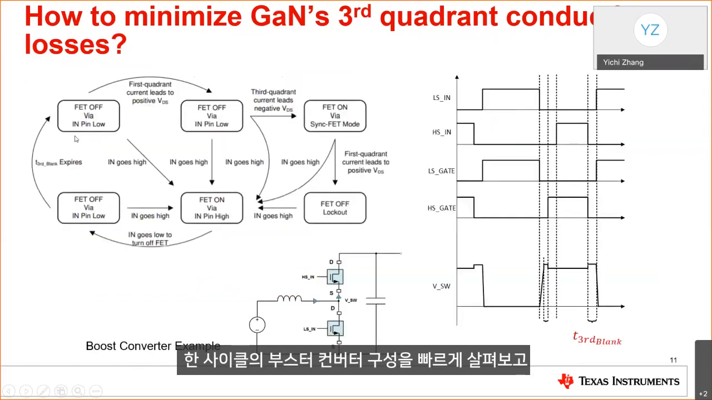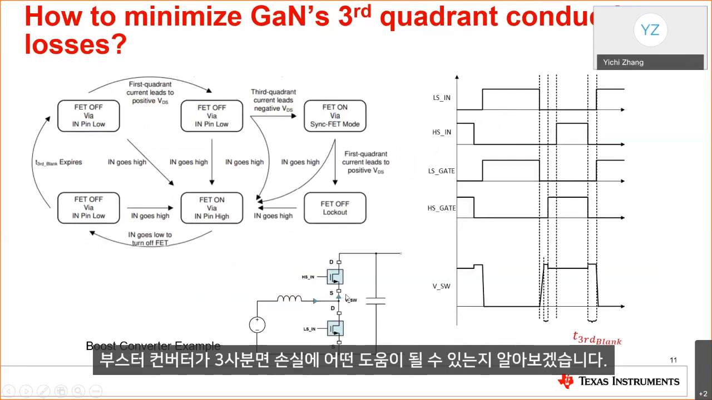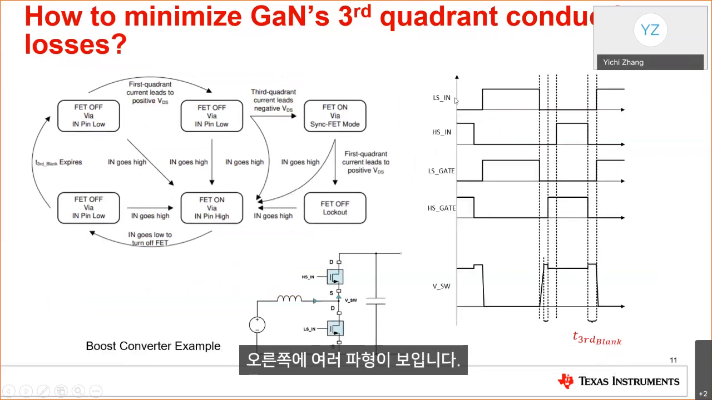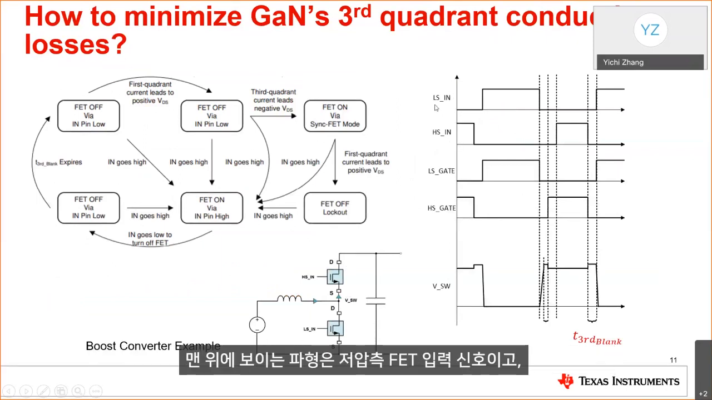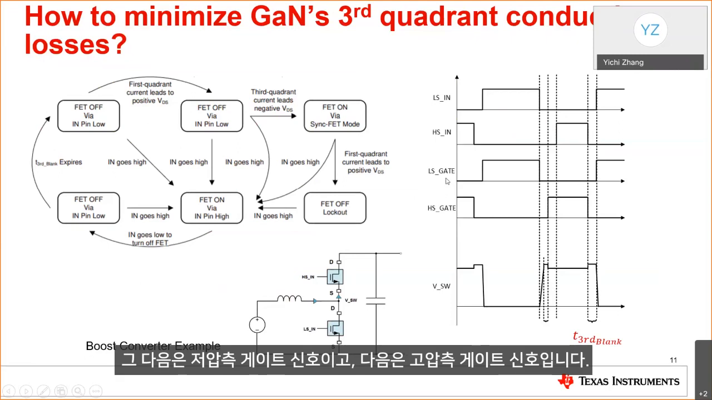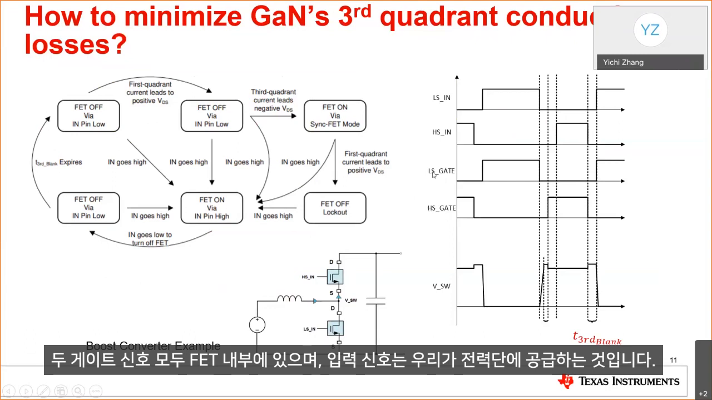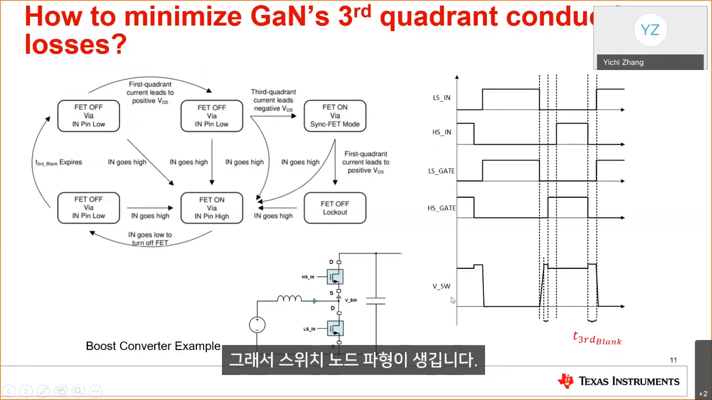Okay, so this one I will be quickly going over a cycle of a boost converter configuration to see how that can help with your third quadrant losses. On the right, I have several waveforms. Top one is the low side FET input signal. Next one is the high side FET input signal. Next is the low side gate signal, and then the high side gate signal. Both gate signals are inside the FET, and the input signals are the ones we feed into the power stage. And last one, we have a switch node waveform.